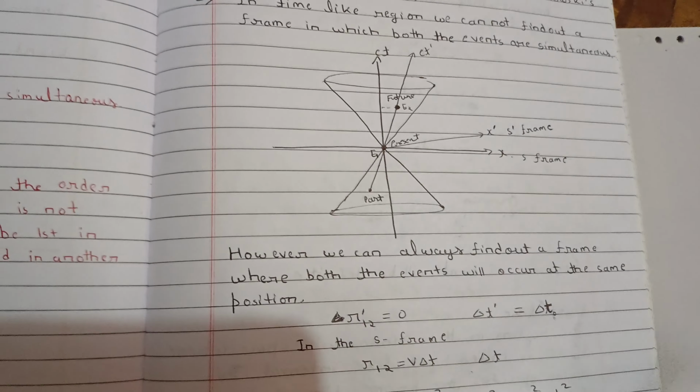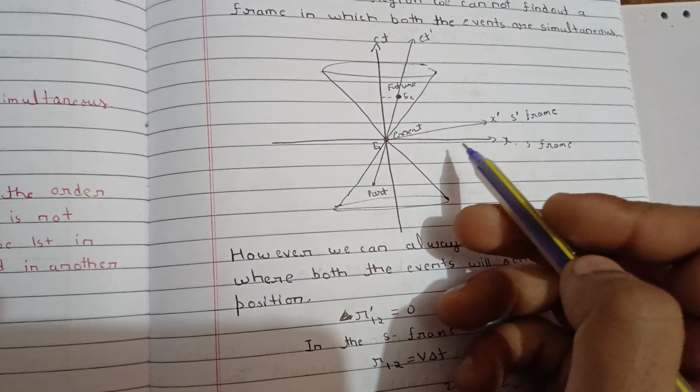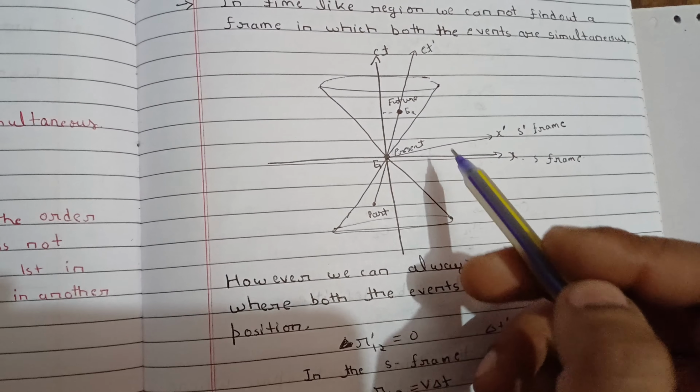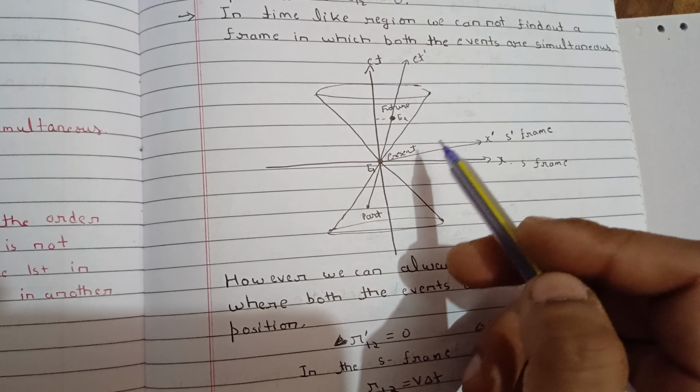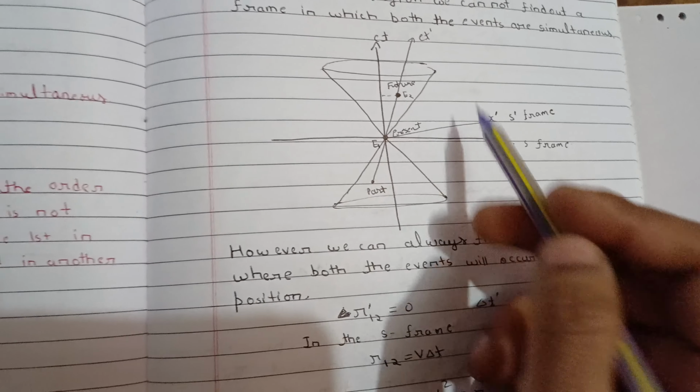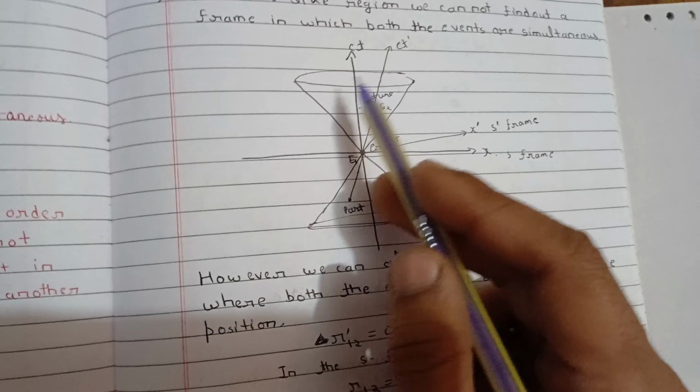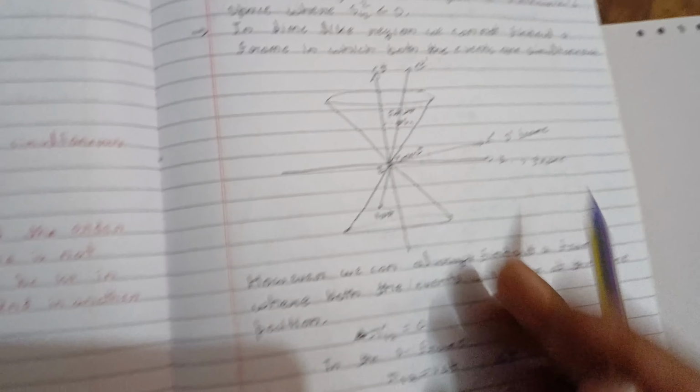Why is it not happening in this space-like region? Because here we can't find any frame where these two events are happening at the same position. So position is not fixed. That's why time dilation doesn't occur here. It occurs only in this region, because here we can find this frame.